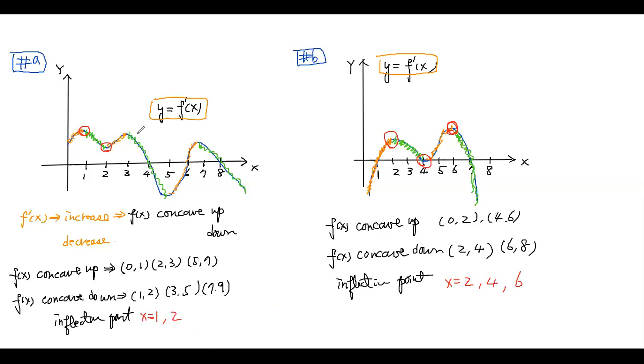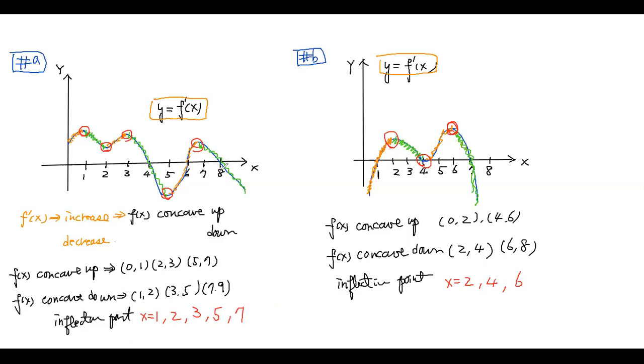Concave down to concave up. And here, x equal to 3 is a change also. Then this one here, x equal to what? 5, concave down to concave up. And this one here is 7, right? So it's concave up to concave down here.